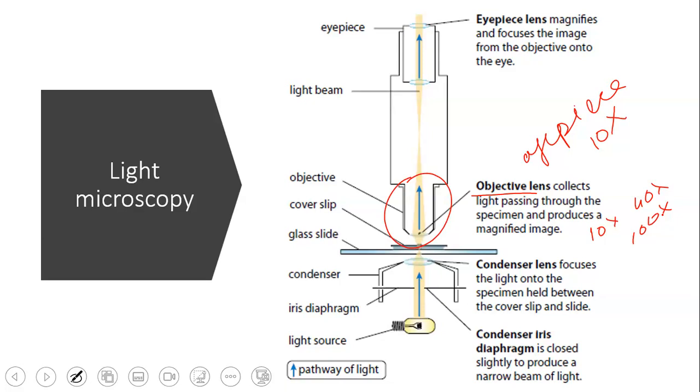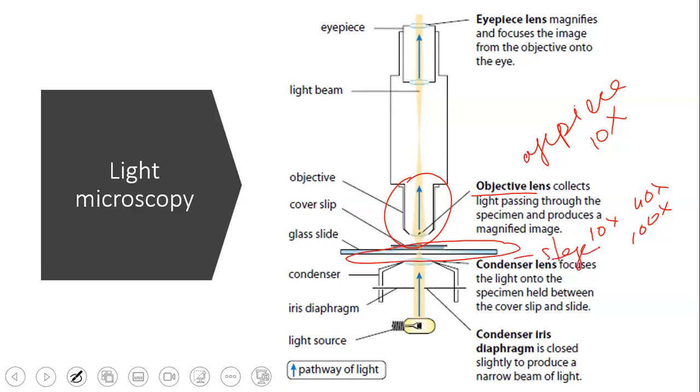We can rotate it and bring a different objective lens over there, right? And that objective lens can have different magnification. So when I want to look at an image with 100 times magnification, I can simply use my objective lens to magnify it, right? Below the objective lens, you will have your stage.